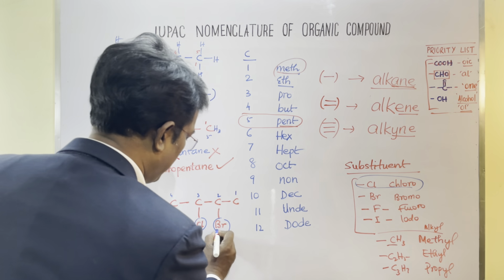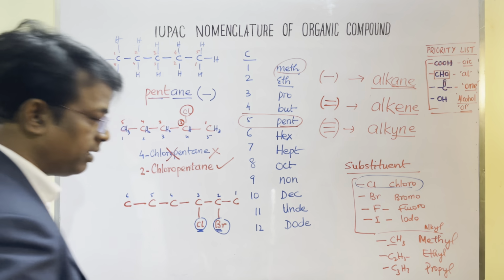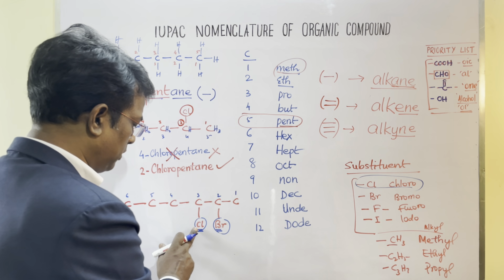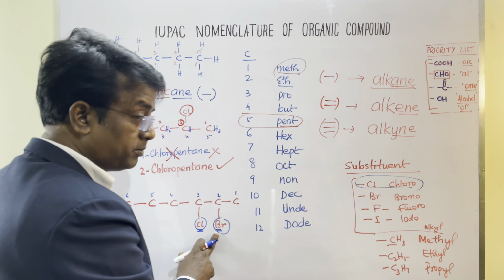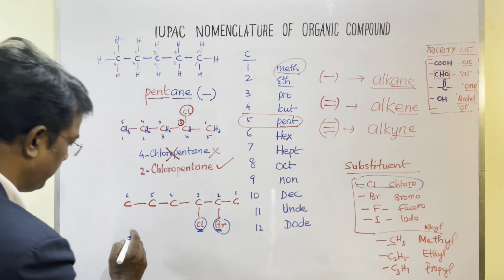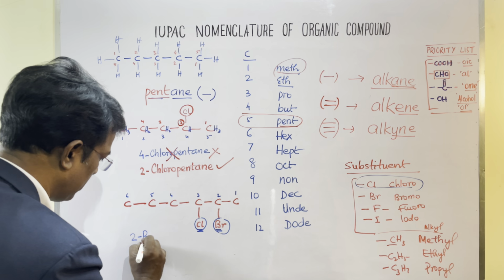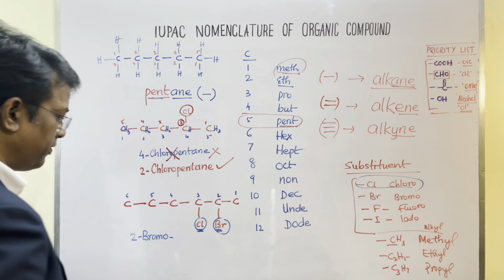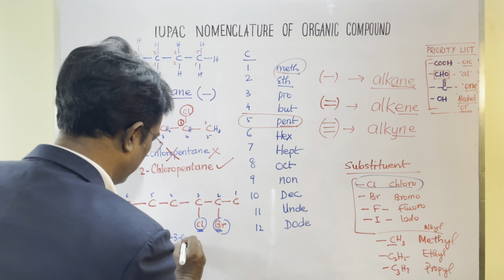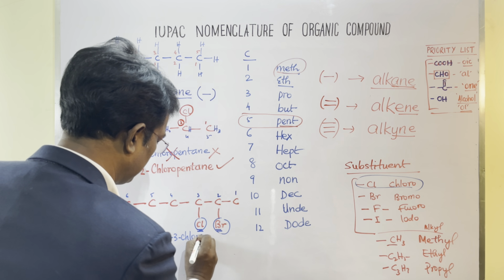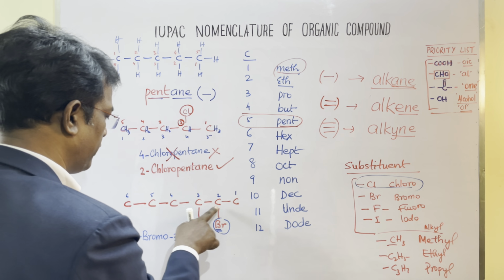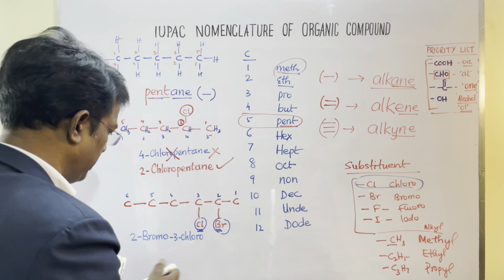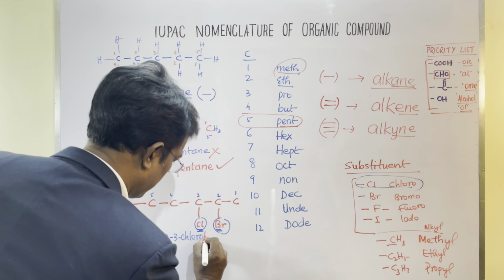Here we have to see the alphabetical order. B comes first before C. Chlorine is C and bromine is B, and B comes first. So in alphabetical order, it will be 2-bromo hyphen 3-chloro. Then 1, 2, 3, 4, 5, 6. There are 6 carbons, and no double bond or triple bond obviously. So it's a case of hexane.